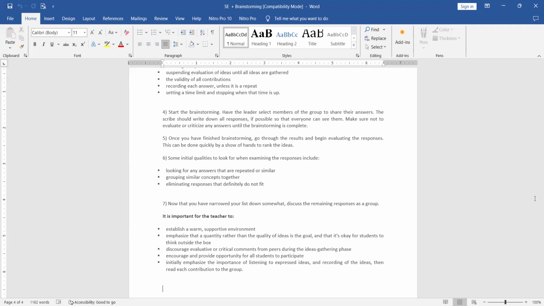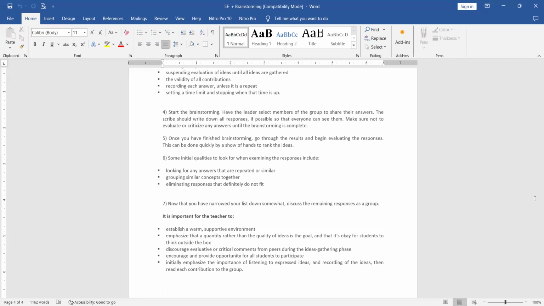Discourage evaluative or critical comments from peers during the idea gathering phase. During brainstorming, no feedback. Encourage and provide opportunity for all students to participate. So you have to monitor, you have to encourage, make sure that everyone speaks. No one is left out. Initially, emphasize the importance of listening, expressing ideas and recording the ideas. Then read each contribution to the group. So they will develop their soft skills, value others' ideas, wait till their turn comes, and all that is developed in them. So this is about it.